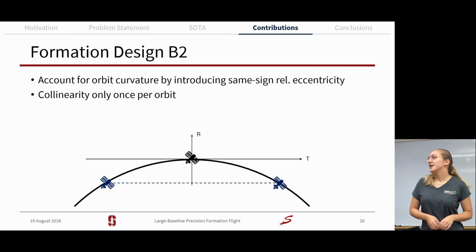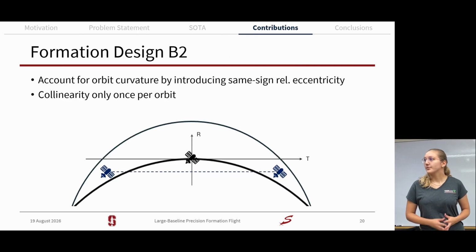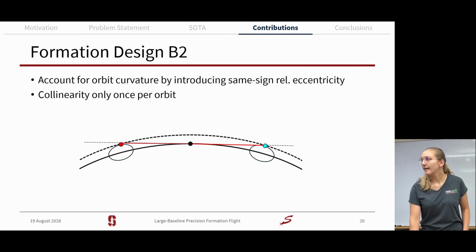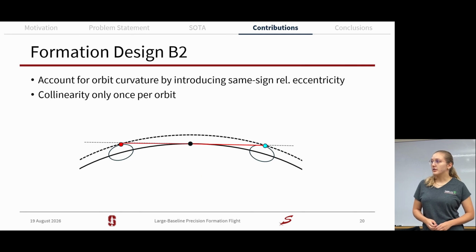but not all hope is lost because a very similar idea is to just have both deputies with an eccentricity in the same direction. That will not give us collinearity all the way around the whole orbit. It'll only give it at this instant, but we can still hope to exploit this and have a large enough window where we can make measurements in a collinear setting. So this is what that would look like in the same plot visualization as the one I've previously shown.